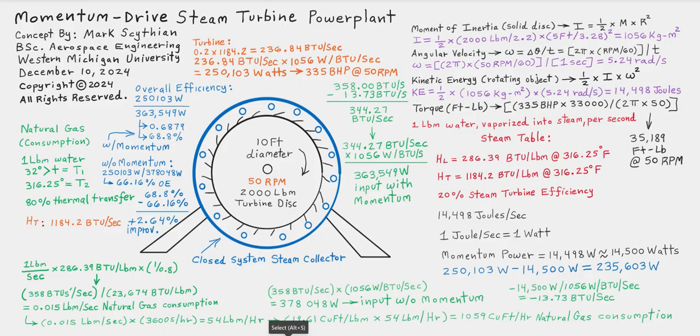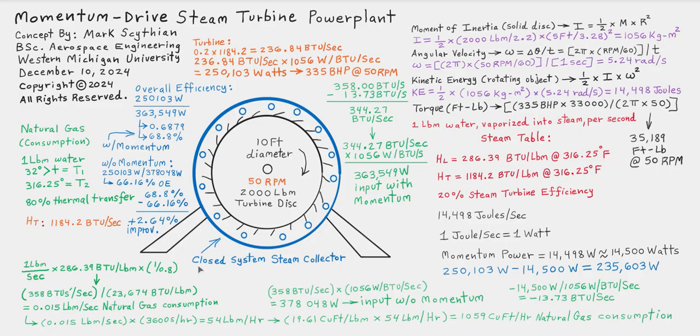2024. And this presentation is going to focus on the Momentum Drive Steam Turbine Power Plant application. So assume we have a really large 10-foot diameter turbine disc, and we have our blades on the outside here. And then we mount this large turbine disc onto a bearing and then place the supports on the ground. So this might be out in the open, just a large turbine disc.